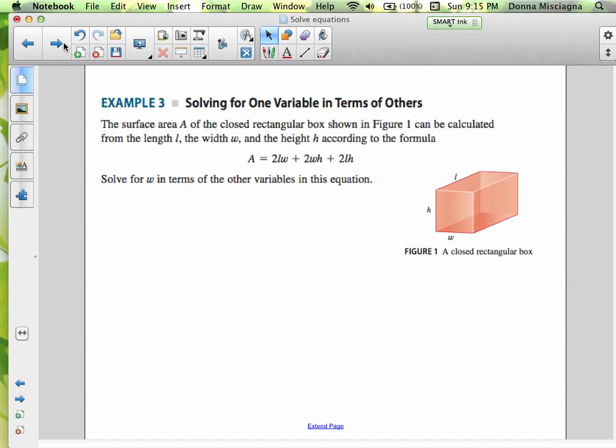All right, you've got 6 sides on a rectangular prism, and the opposite sides are congruent to one another. So the top and bottom are congruent, the front and back are congruent, and the two sides are congruent. All right, so now we want to solve for W. We want to get W by itself.